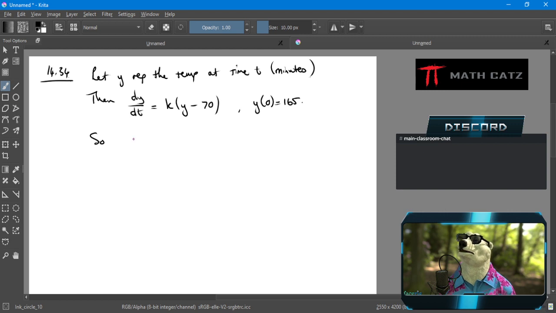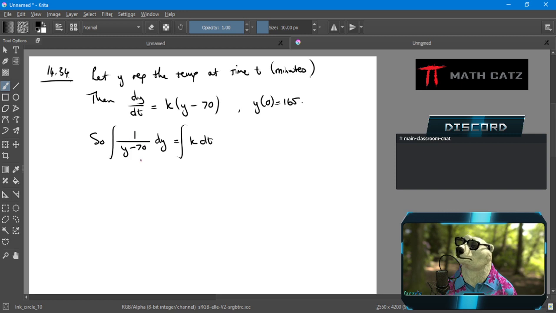So I want to separate the variables. So my bracket is going to have to go to the other side. I can only separate the variables with multiplication and division. Can't really separate this y and the 70. Then I integrate both sides.